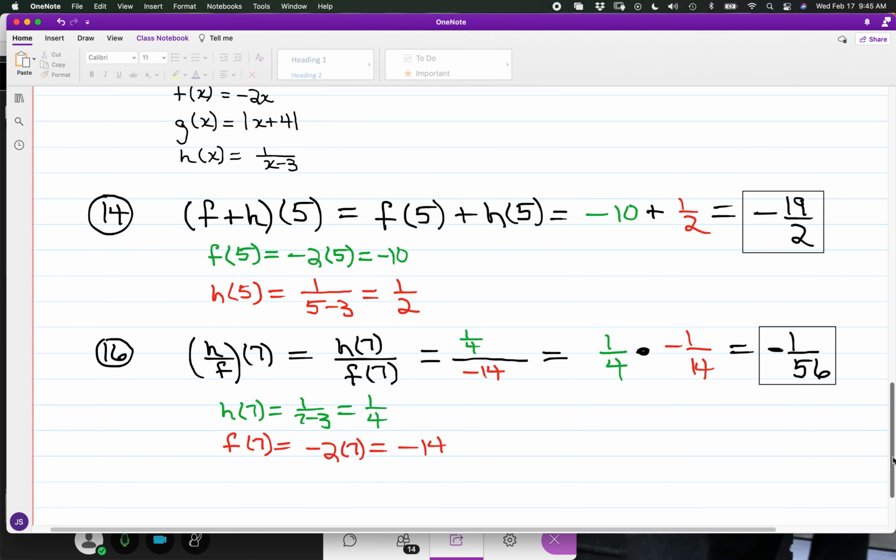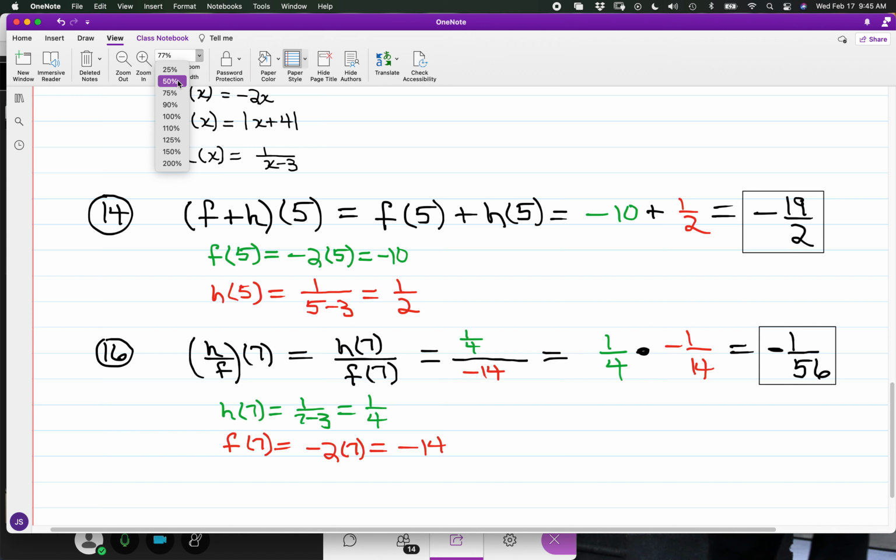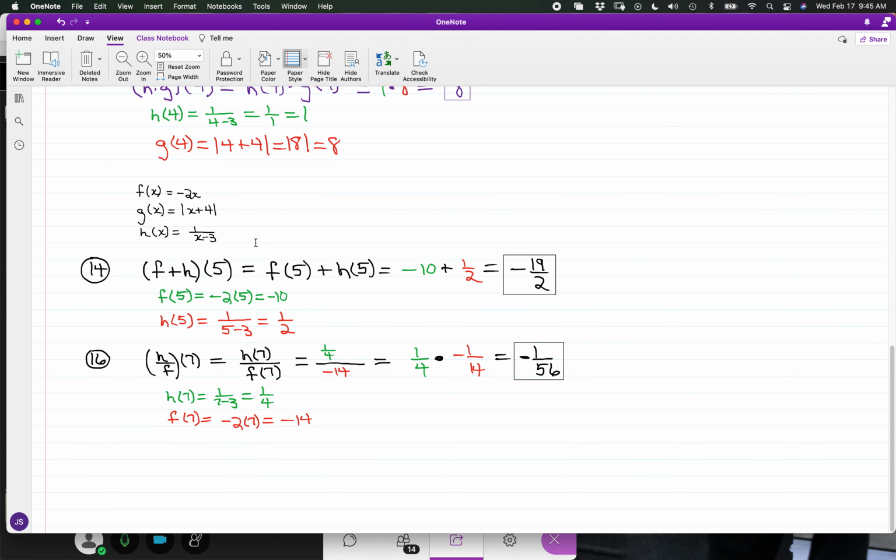Now, in the case of number 18, still working with the same trio of functions, we have another ratio where we have h over g of negative 4.